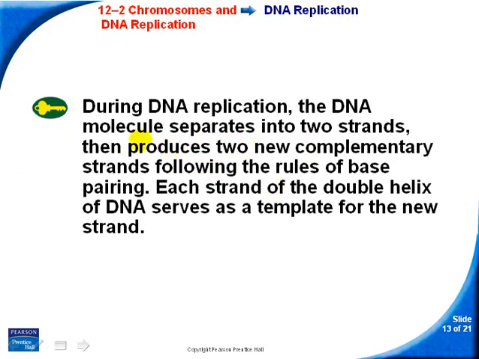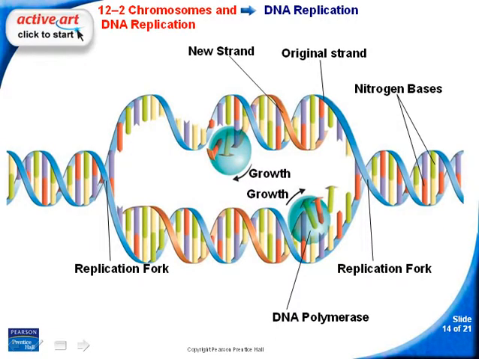During DNA replication, the DNA molecule separates into two strands, then produces two complementary strands following the rules of base pairing. Each strand of the DNA double helix serves as a template, that's a great word, for the new strand. So you can see here's the original strand, the new strand building off of it, and here's the replication fork. This molecule is called DNA polymerase, an enzyme that attaches the new nucleotides that make the new strand to the original strand.